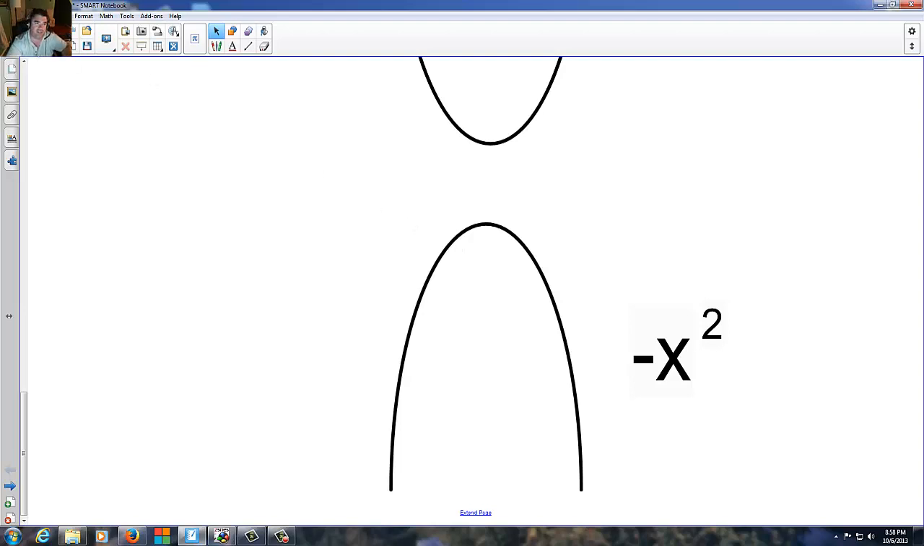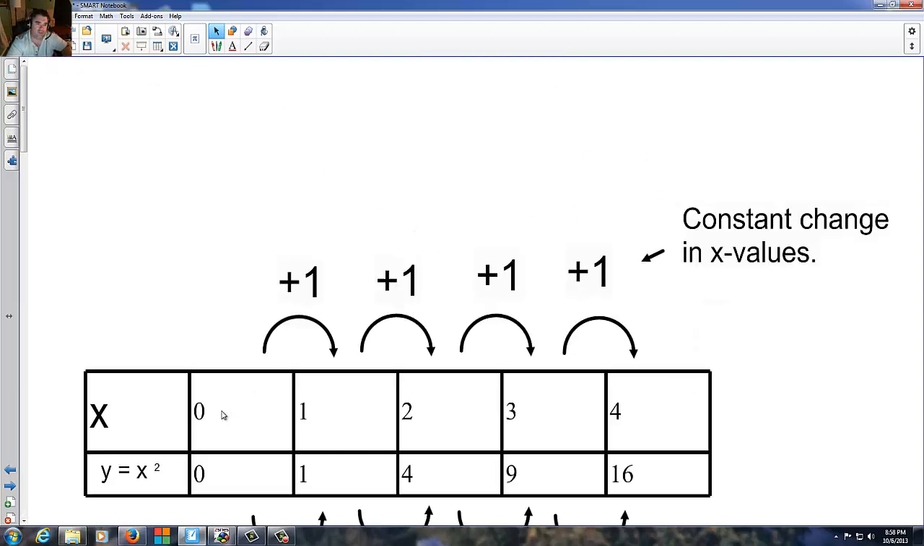That's the basic idea. Now, to check out a quadratic function in a table, let's take a look at y equals x squared. Now, to save a little time, I just put 0, 1, 2, 3, 4, and I went ahead and put the different numbers in here. Now, how do you get that? Well, 0 squared is 0, 1 squared is 1, 2 squared is 4, 3 squared is 9, and 4 squared is 16. Now, let's notice that there's constant change in the x value. From 0 to 1, 1 to 2, 2 to 3, 3 to 4. I'm increasing by 1 every time.